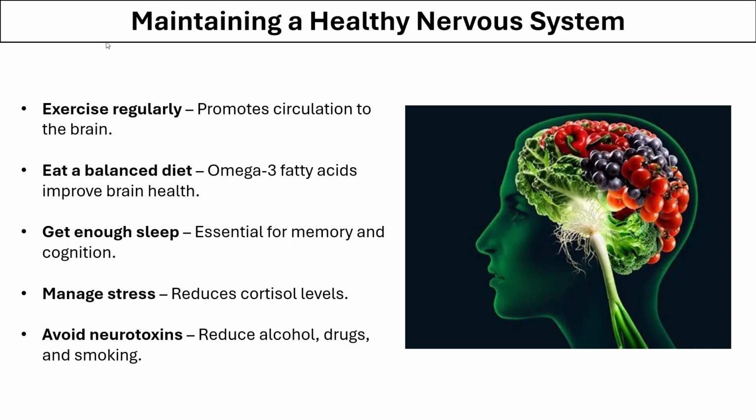To maintain a healthy nervous system, one should regularly exercise to promote blood circulation to the brain. They should eat a balanced diet which has omega-3 fatty acids. Enough sleep is important for consolidation of memory and cognition ability. One should try to reduce stress. That will reduce the cortisol level and help in managing your sympathetic nervous system. Avoid neurotoxins such as alcohol, drugs, and smoking.